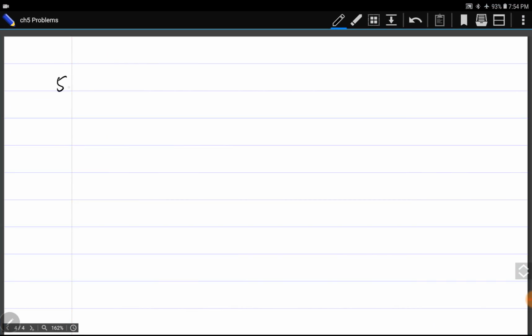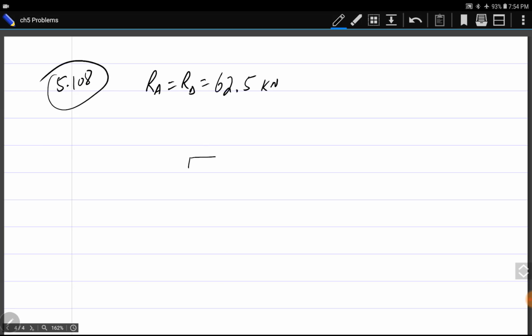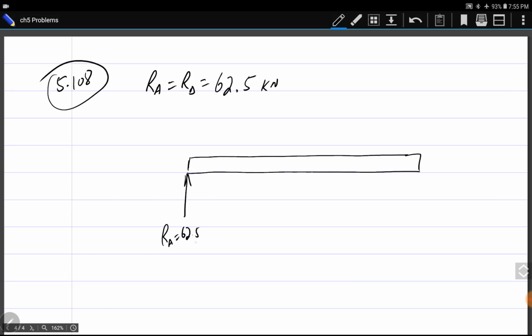Problem 5.108. RA and RD both are same. They are equal to 62.5, because this is a symmetric beam, so their reactions are same. We do not need RD in this problem. Okay. Diagram is here. At A we have RA equal to 62.5 kilonewtons.